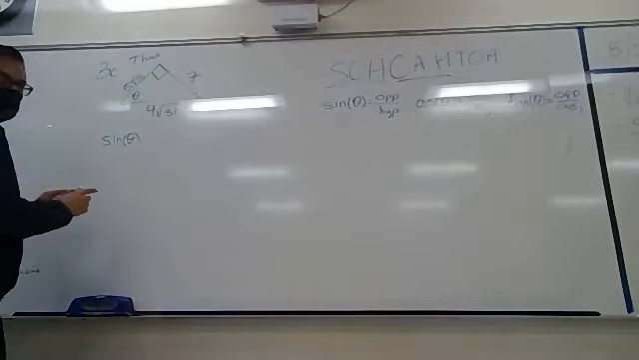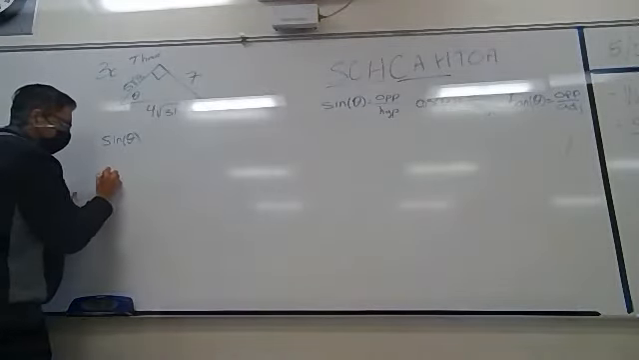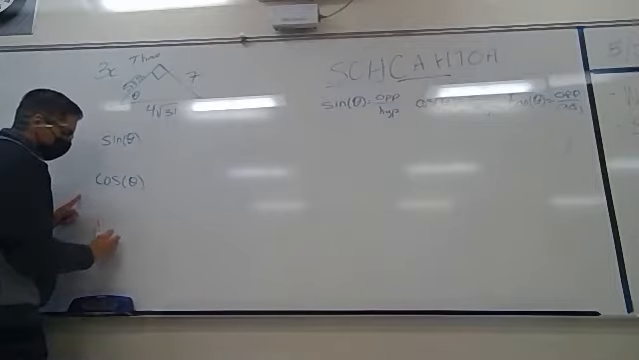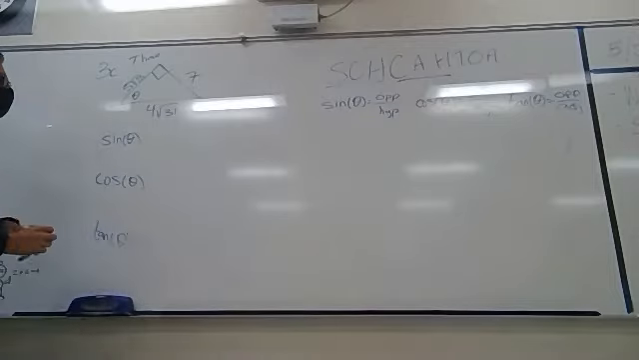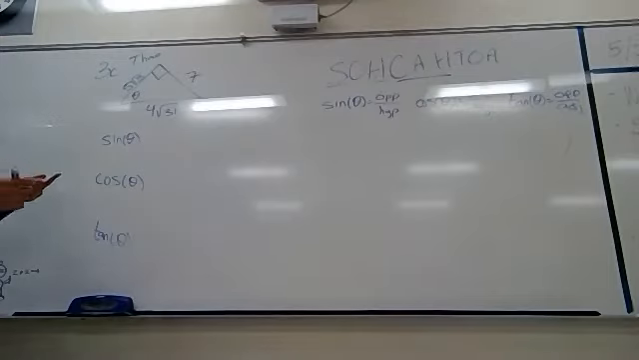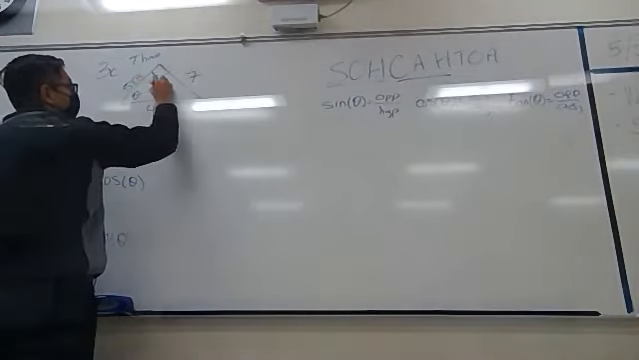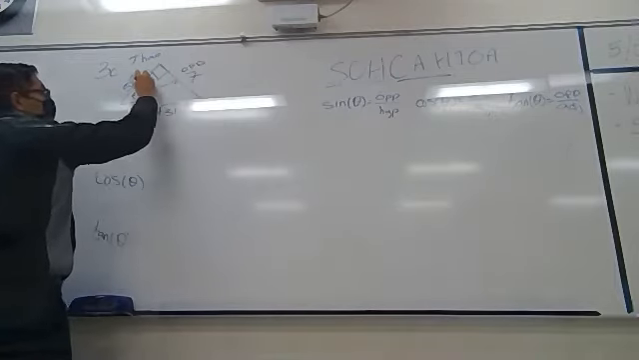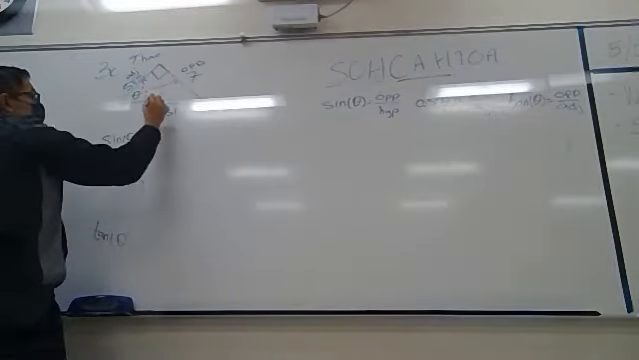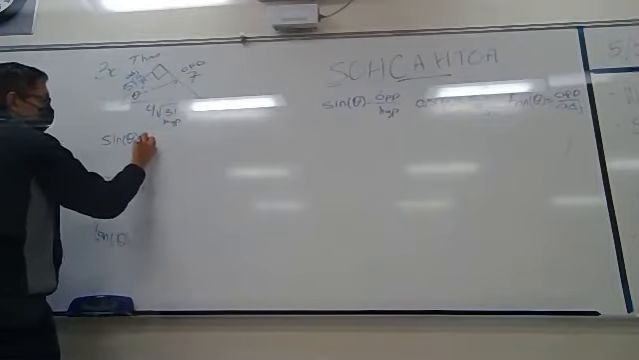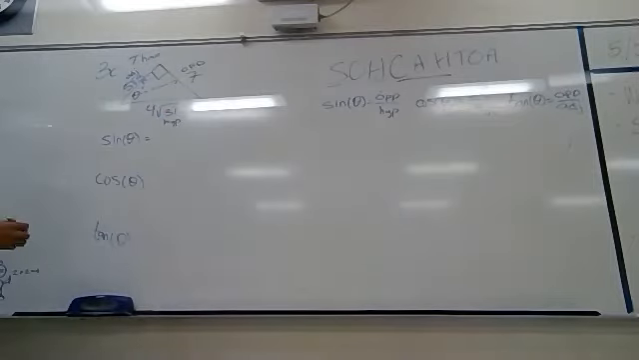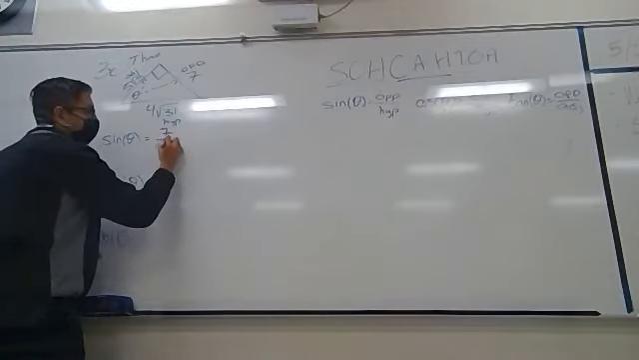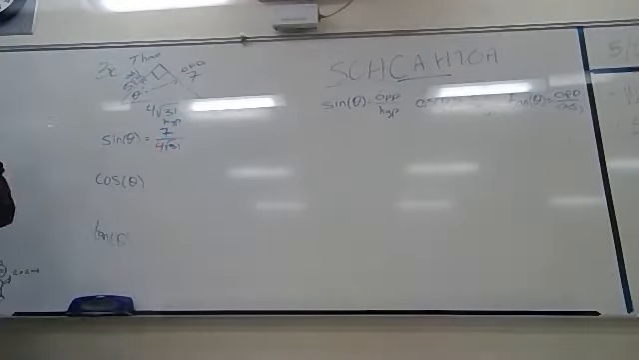So we have sine of theta, we have cosine of theta, we have tangent of theta. Those are the 3 trig ratios. We're not going to worry about the other 3. There is no other 3. Sine of theta. Well, in order to solve for these, we need to label our sides opposite, adjacent, and hypotenuse. So sine of theta is opposite over hypotenuse, so 7 over 4 square root of 31. Okay?